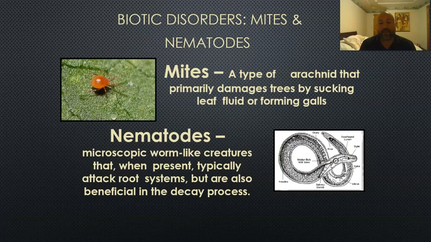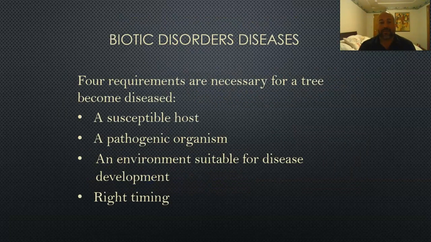Some other vectors that we've got are mites. Mites are a type of arachnid that primarily damages trees by sucking leaf fluid or forming galls. Nematodes are microscopic worm-like creatures that, when present, typically attack root systems, but they're also beneficial in the decay process. So you've got some nematodes that are great, some nematodes that are super problematic. But that's kind of everything. You've got some good stuff and you've got some bad stuff.